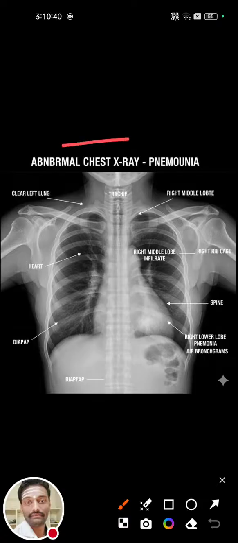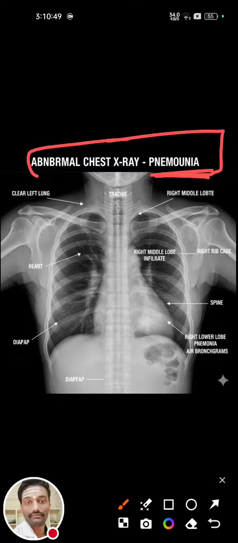This is an abnormal chest x-ray of pneumonia. Hello doctors, if you know about the pneumonia case, what are the signs and symptoms of pneumonia? Yes or no, tell me in the comments.